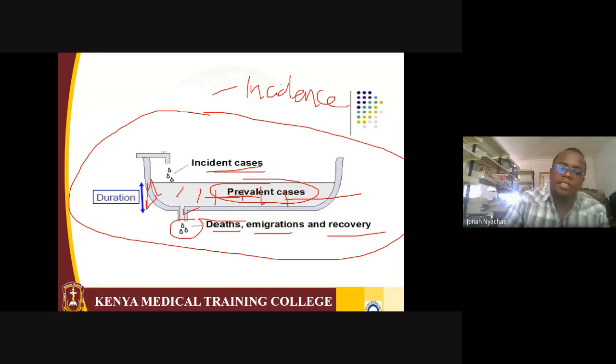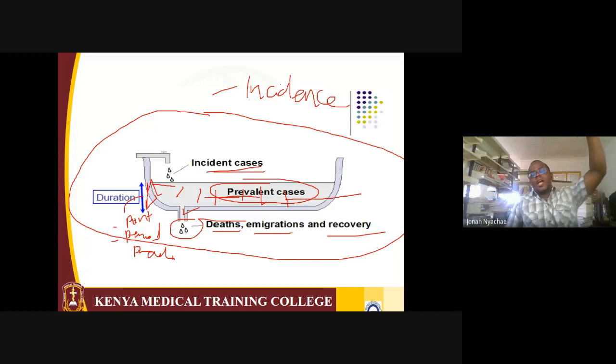Remember, in prevalence, we said we can have point prevalence and we can have period prevalence. So the point is the one which you can see at this particular time, and for the period we take a particular duration.